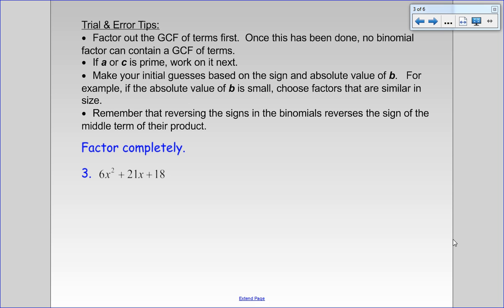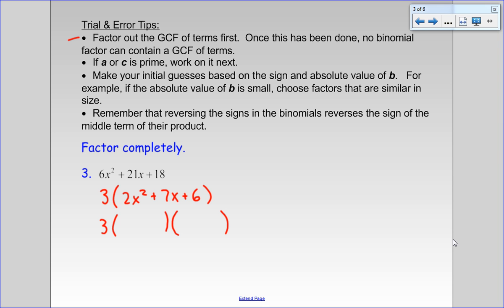Notice that unlike our previous examples, the terms of this trinomial do contain a GCF other than 1. All three terms are divisible by 3, so we'll use the distributive property to factor out that 3. And then we'll look at our trinomial 2x squared plus 7x plus 6 and try to factor it as a product of two binomials using the trial and error process.